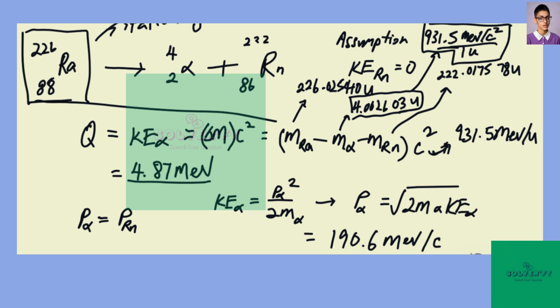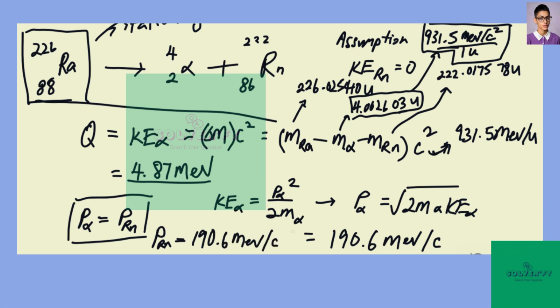And we know that because of the conservation of momentum, the momentum of our daughter nuclide must be the same as the momentum of the alpha particle, and so the momentum of radon is also 190.6 MeV per c.